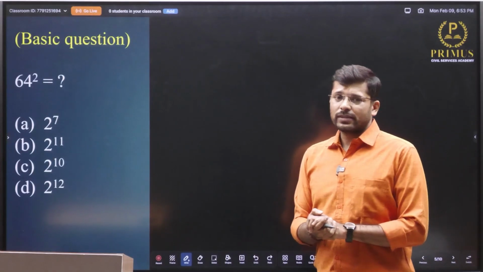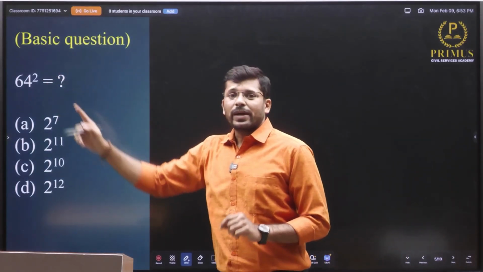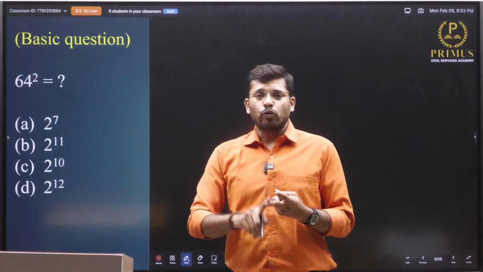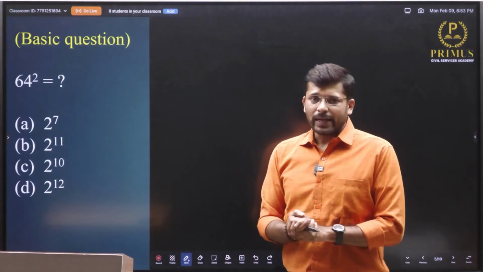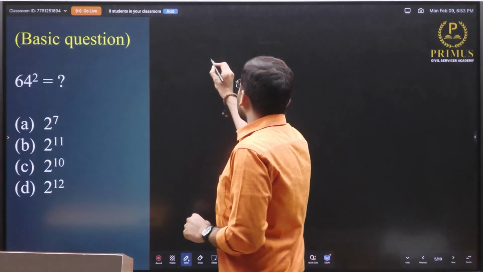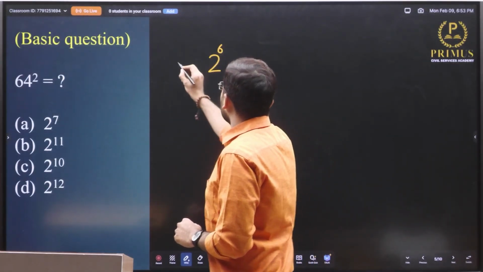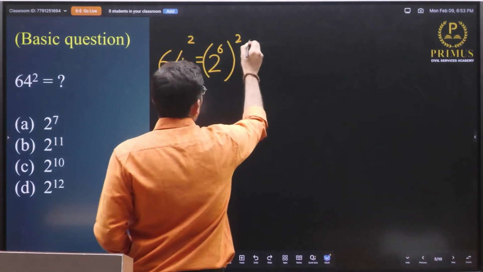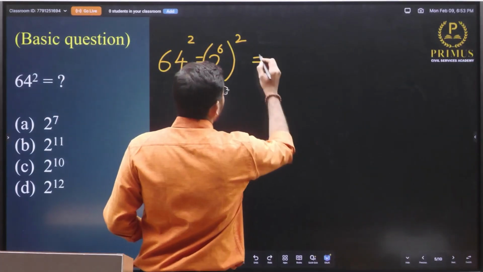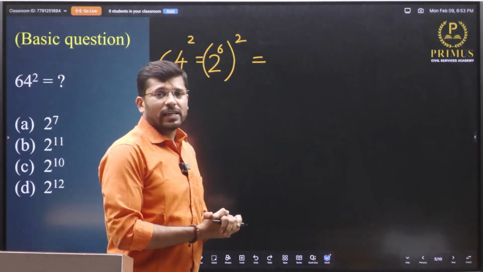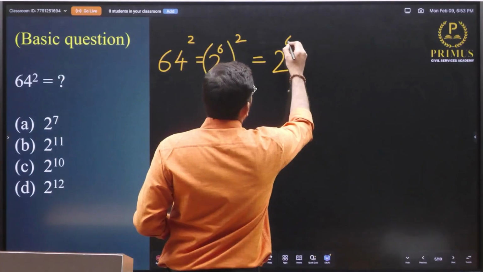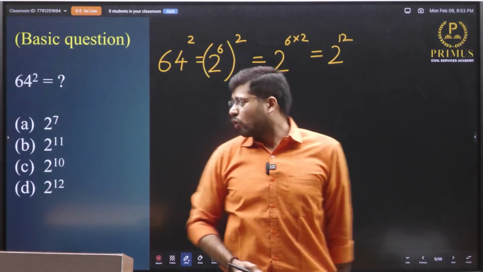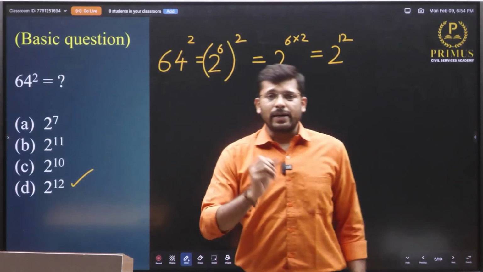So how we need to answer this question is, 64 is 2 power 6. You need to memorize the powers of 2 till 10. 2 power 1, 2 power 2, 2 power 3 until 2 power 10. You need to memorize all of them. So 64 is 2 power 6. So 64 square will be 2 power 6 whole square. As per the property of exponents that we learnt, this will be 2 raised to 6 into 2, that is 2 power 12. And which is that option? Option D, that is the correct answer.